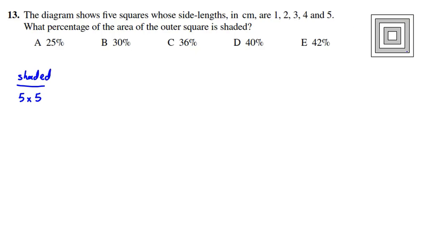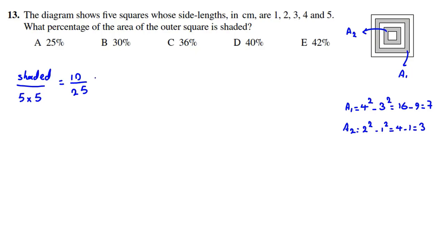For the shaded region, we have two parts. This part is area 1, and this part we call area 2. Area 1 is 4 by 4 minus 3 by 3, so A1 is 4 squared minus 3 squared, which is 16 minus 9, which is 7. For area 2, the side lengths are 2 and 1, so it is 2 squared minus 1 squared, which is 4 minus 1, 3. A1 plus A2 is 10, so it will be 10 over 25. If you multiply by 4, it will be 40 over 100, and because we want to write it in percent, it will be 40%.